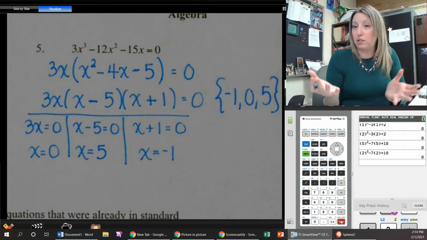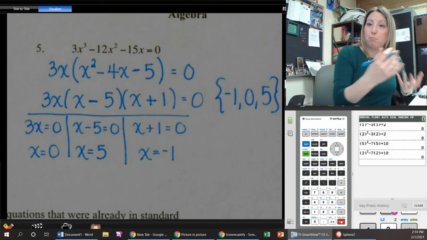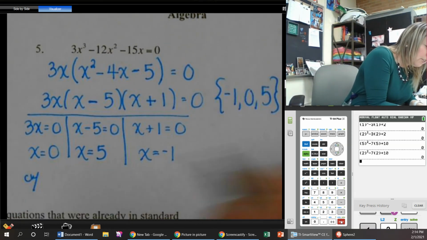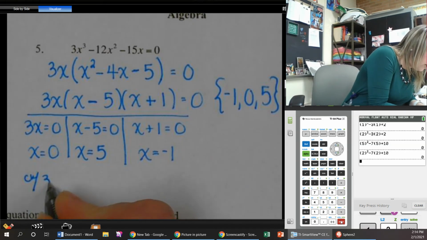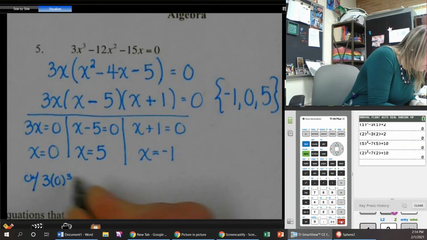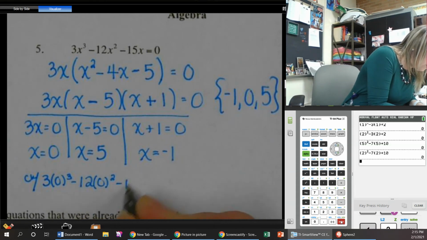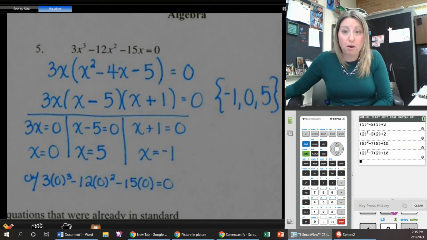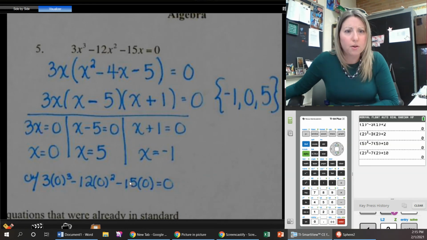Just listing the 3 things is fine by me, but I'm always going to do it that way to kind of keep some order. Now I'm going to check everything. So 3 times 0 cubed minus 12 times 0 squared minus 15 times 0 should end up equaling 0. So this is a great place to be using my graphing calculator for my checks because now I've got a cube in my head. No, thank you.